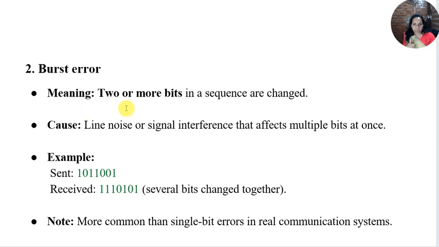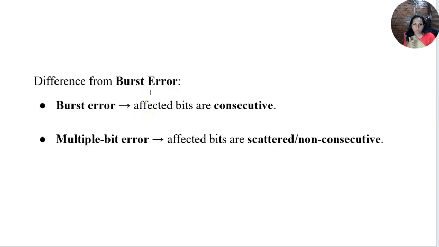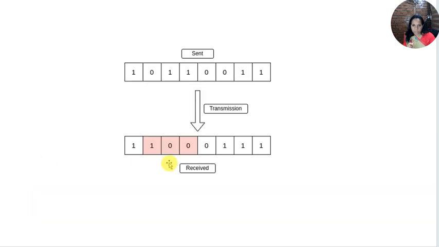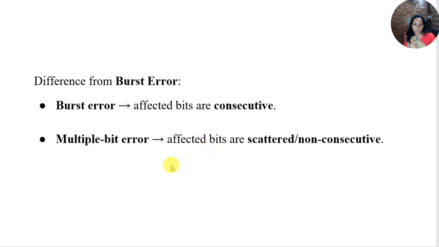Now burst error: 2 or more bits in a sequence, caused by line noise or signal interference. Here several bits have been changed. It is more common than single bit error in real communication. So here you can see that many bits have been changed. That's called a burst error. What is the difference between the multiple bit error and the burst error? The burst error affects consecutive bits, that is continuously, you can see 3 continuous bits. In the multiple bit error, here and there a bit will be changed, that is, the affected bits are scattered and not consecutive.